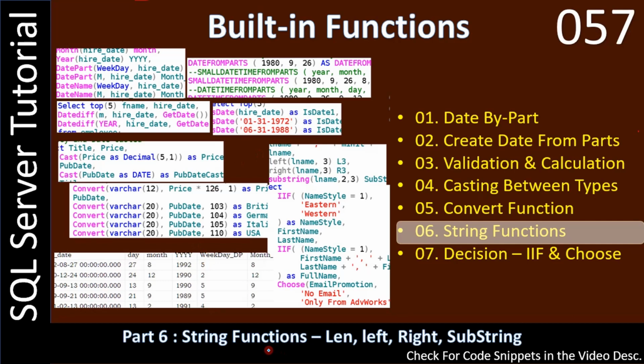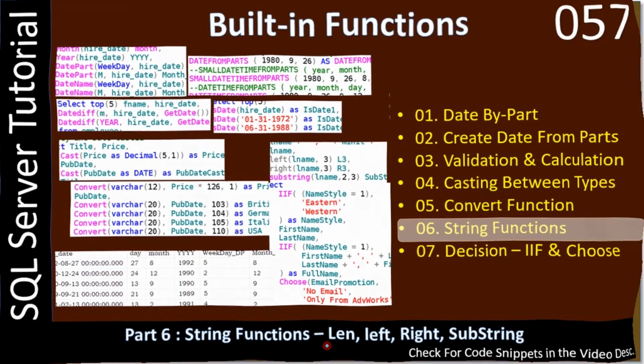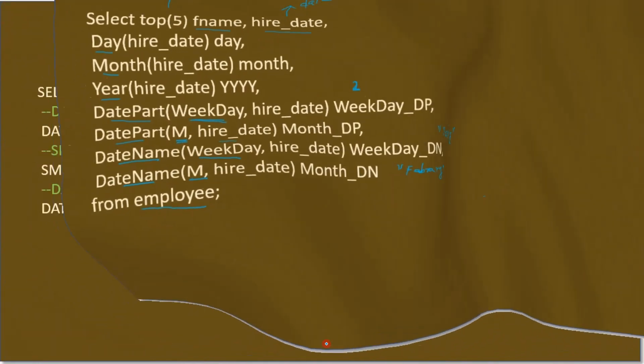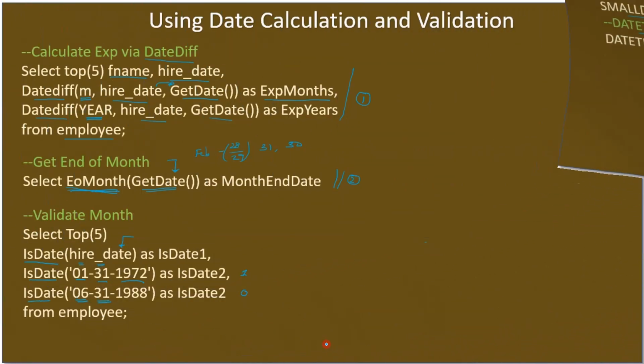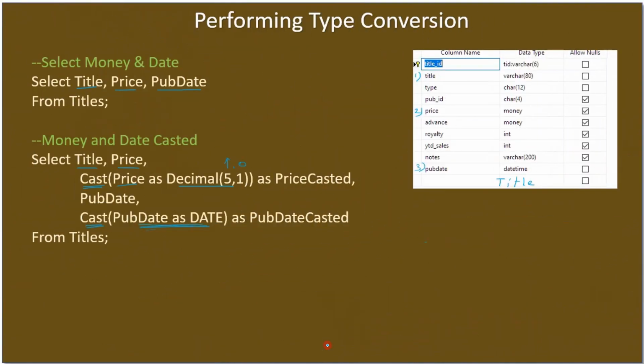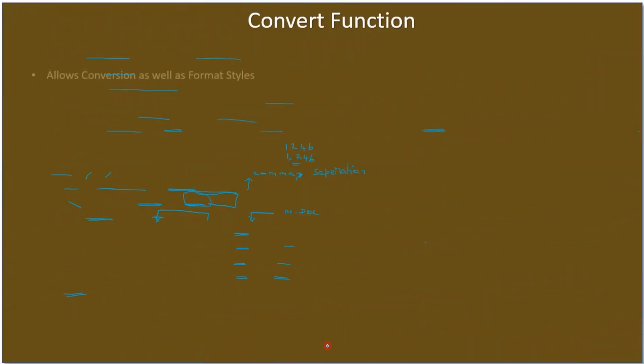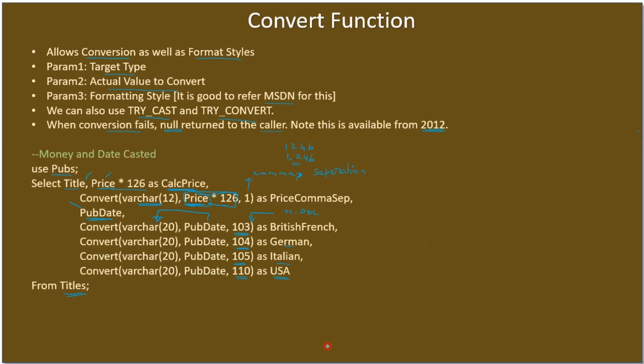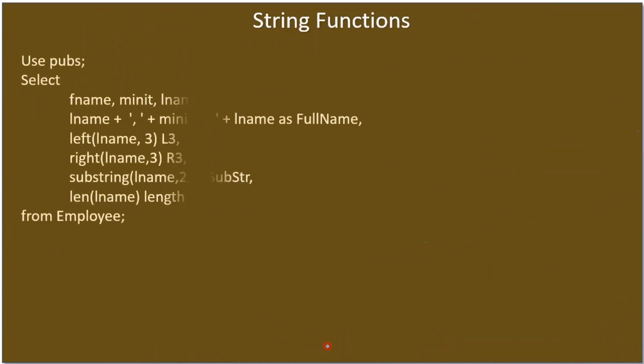Now let's look at some of the frequently used string functions like length, left, right, and substring. To explore a string function, we are using the employee table from the pubs database.